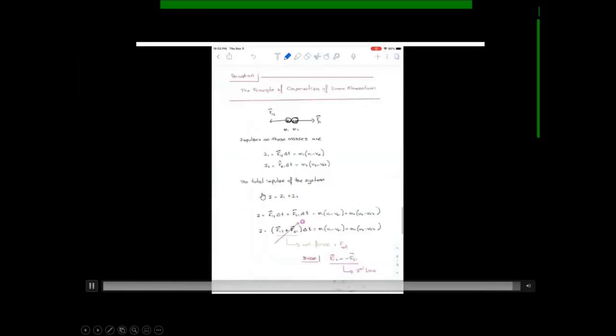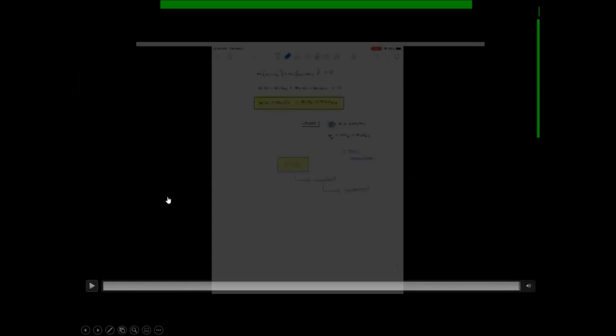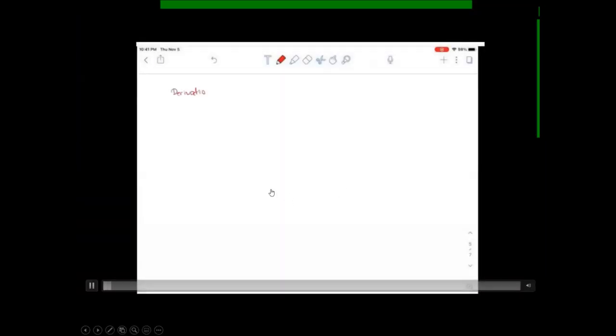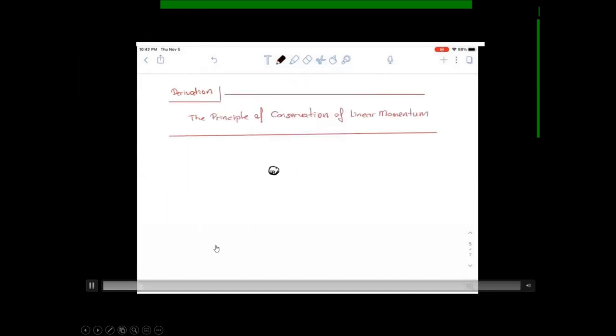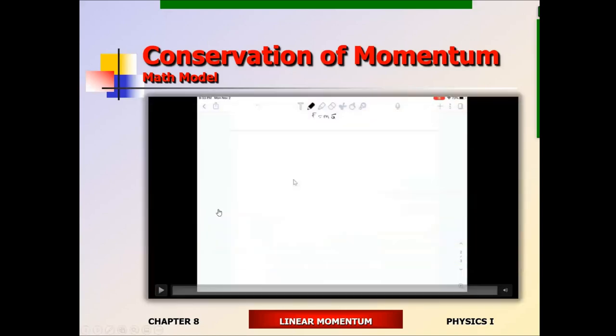So every single collision is going to conserve momentum, because in every single collision among the system of interacting masses, the action and reaction forces will be the internal forces. So every single collision conserves momentum.